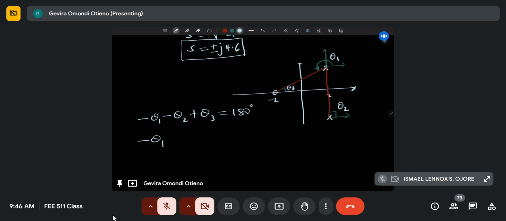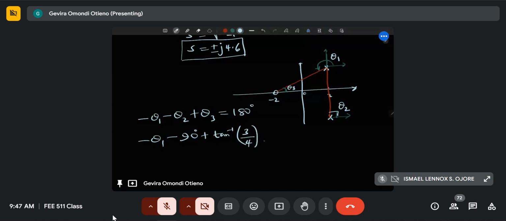We don't know what theta 1 is. Subtracting theta 2 from theta 1, that means we are going to have 90 degrees. You can see it's 90 degrees because they're conjugate, they're on the same line. Plus theta 3. Theta 3, you can see, going upwards is 3 on the vertical, the opposite, and the adjacent is 4. This should be equal to 180 degrees.